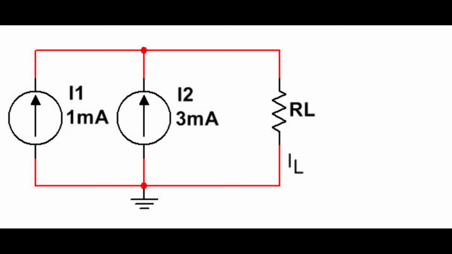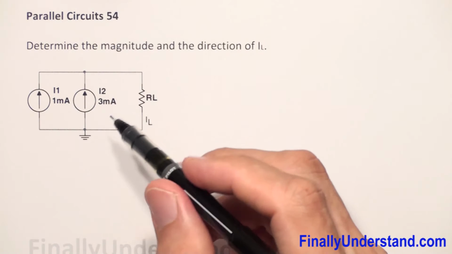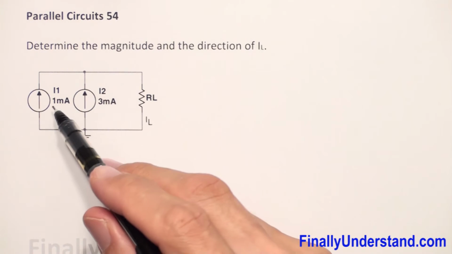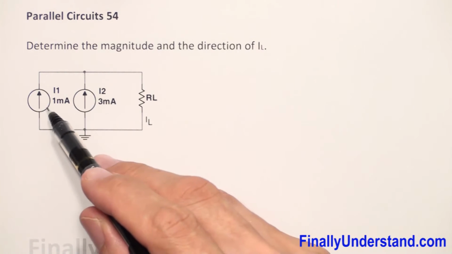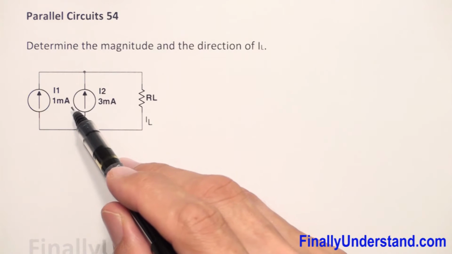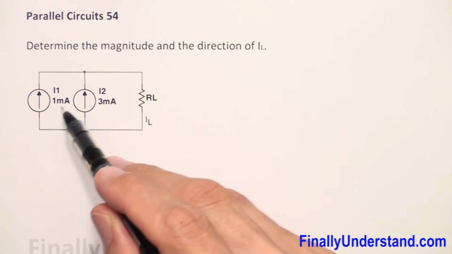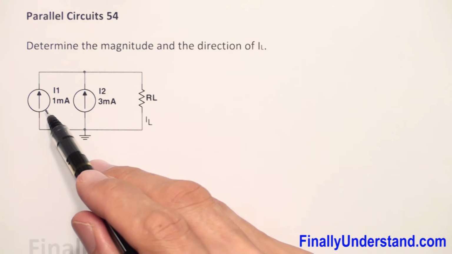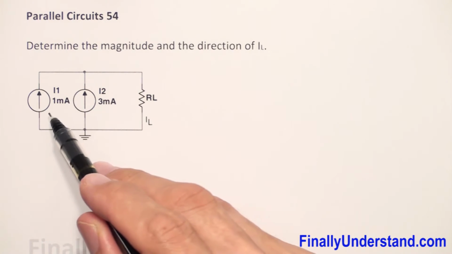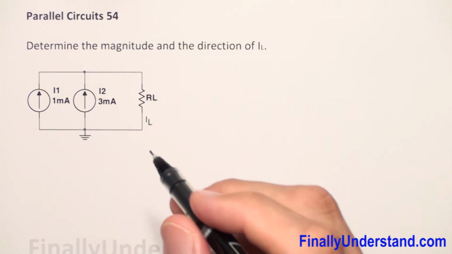Now we have a circuit with two current sources. Keep in mind that current sources must be connected in parallel. You cannot connect the current sources in series. So keep in mind that anytime you connect two current sources together, they must be connected in parallel.